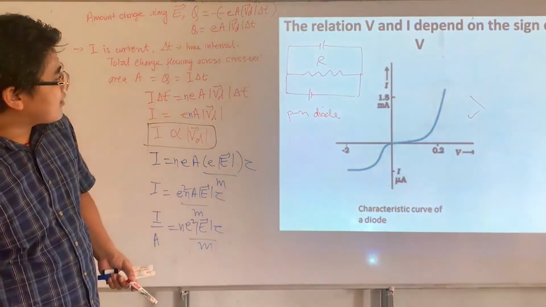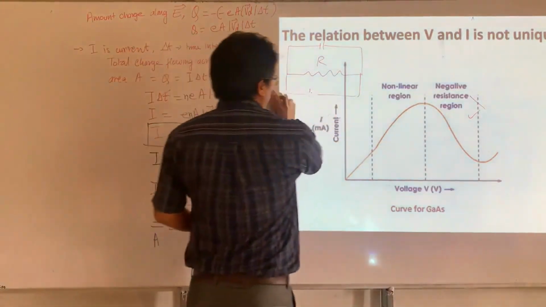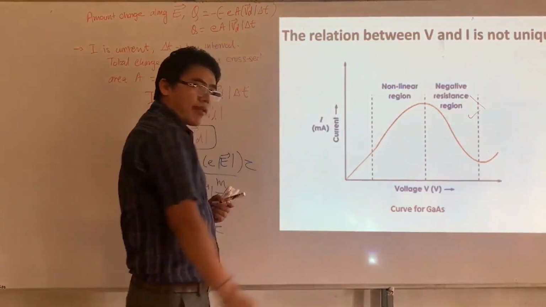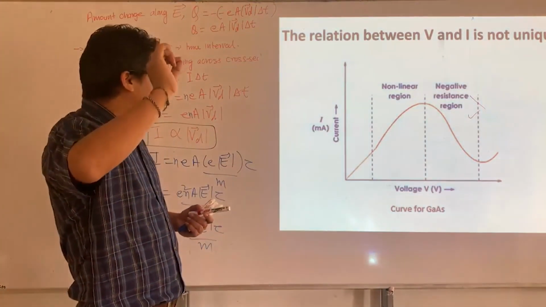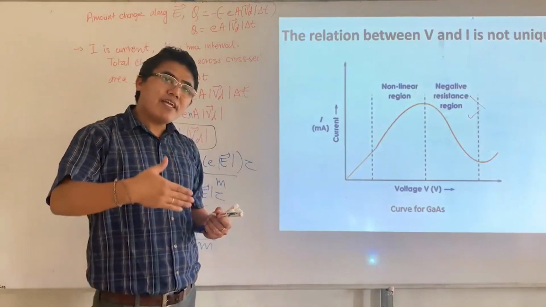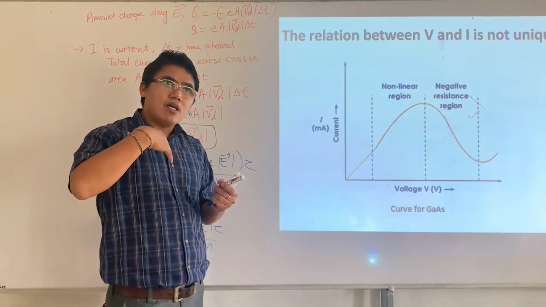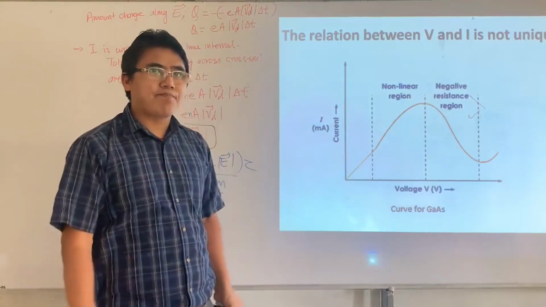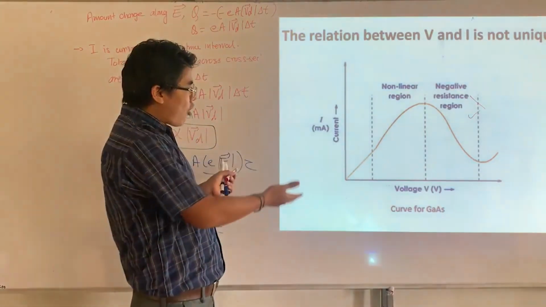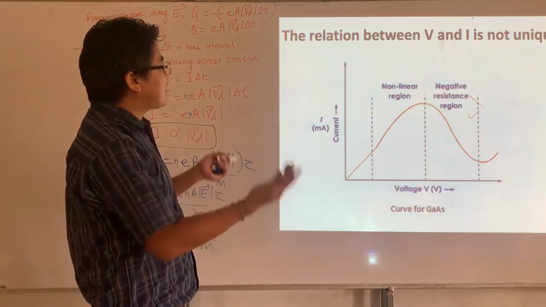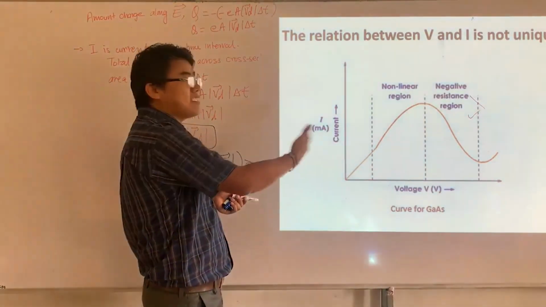Now this is one limitation, and the third limitation is that when you talk about Ohm's law, every voltage has a particular current. If I increase the voltage, current is going to increase. That is, the relationship between voltage and current is unique. Every voltage has a unique current. However, when we talk about gallium arsenide, this is non-linear, and it's not unique.